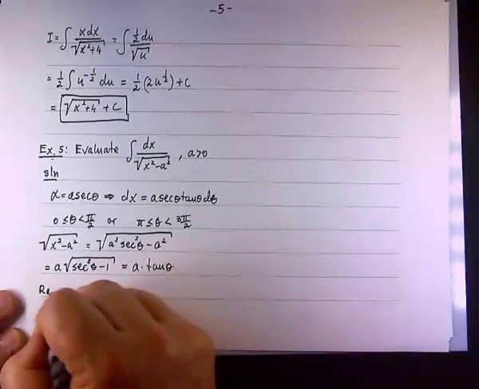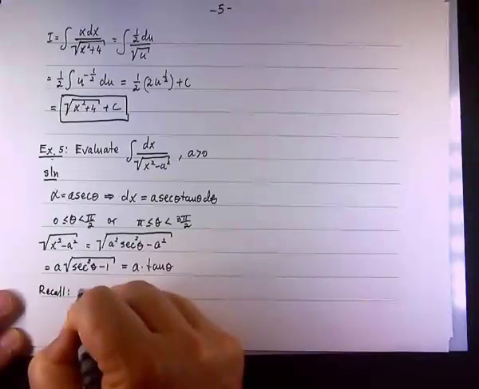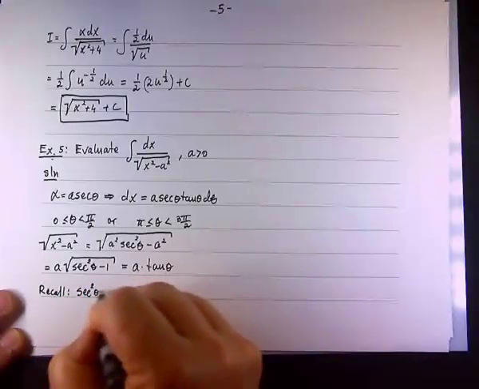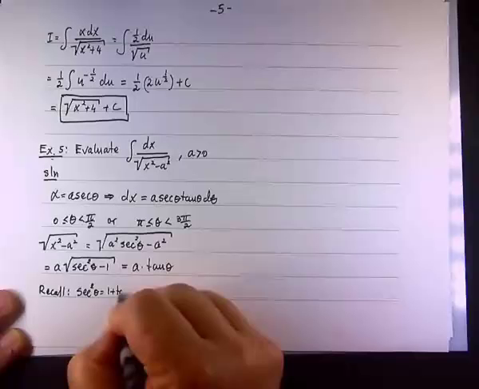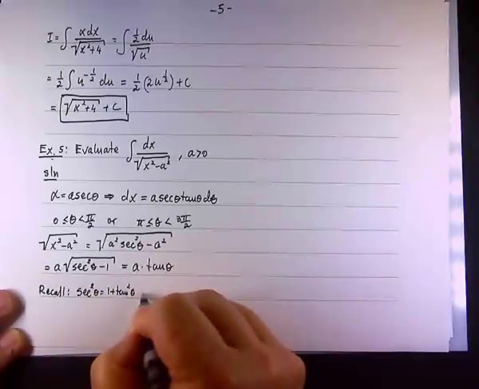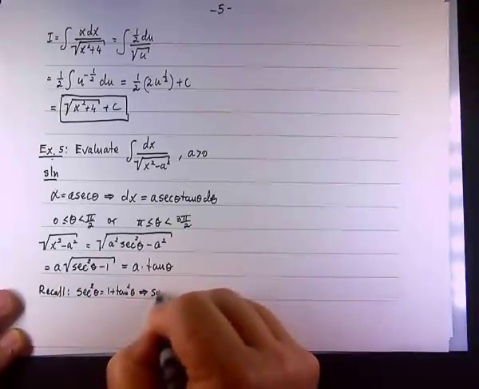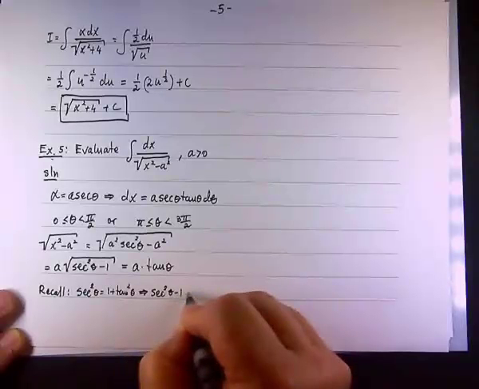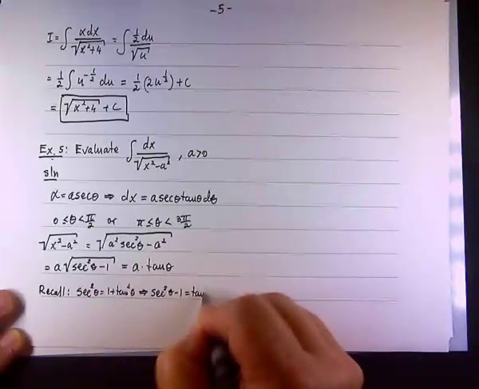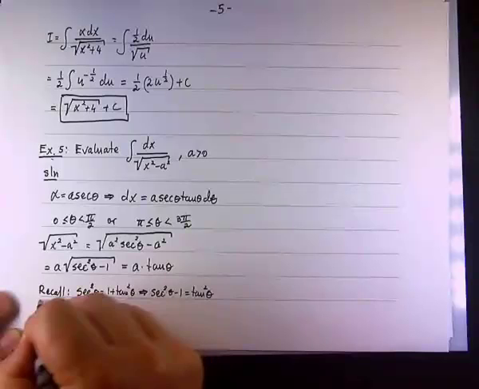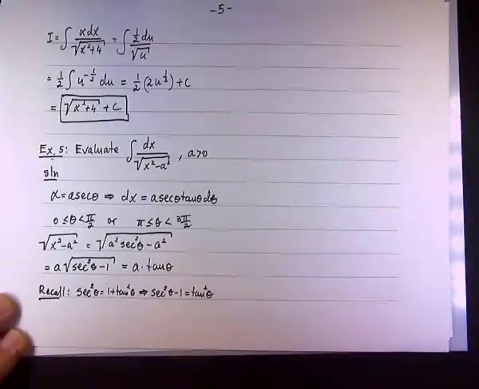Okay, just recall here quickly that secant squared of theta equals 1 plus tangent squared, and therefore secant squared theta minus 1 equals the tangent squared. So that's what we did. Okay.